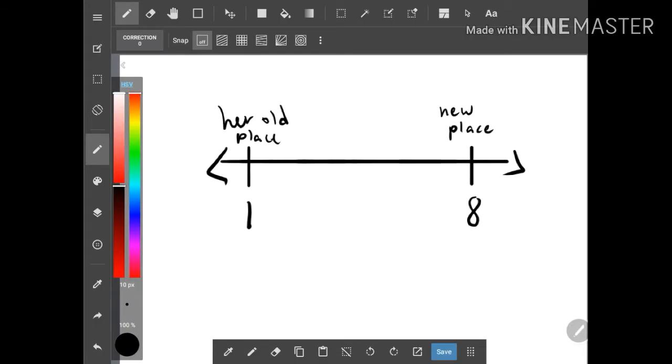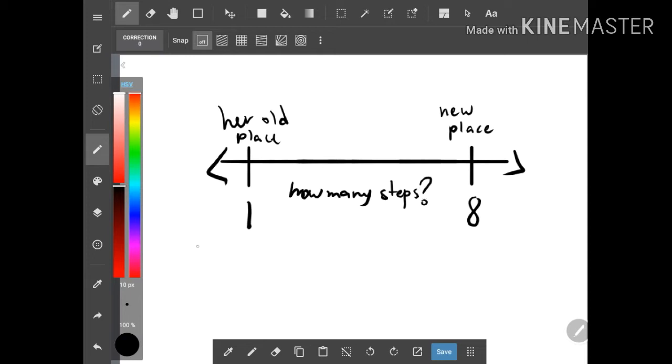Before I leave, I will introduce one more topic, which is distance on a number line. The problem for this topic is, your classmate is asking you a favor of getting her back from her old place. Her old place is 1 step away from the middle row, and her new place is 8 steps away from the middle row. How many steps will you take?